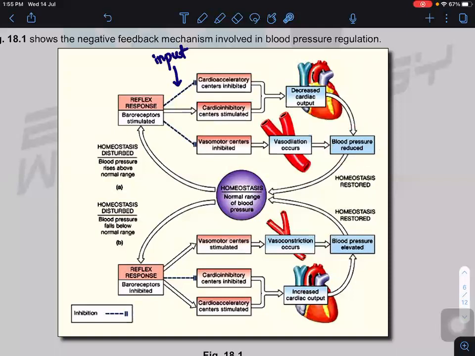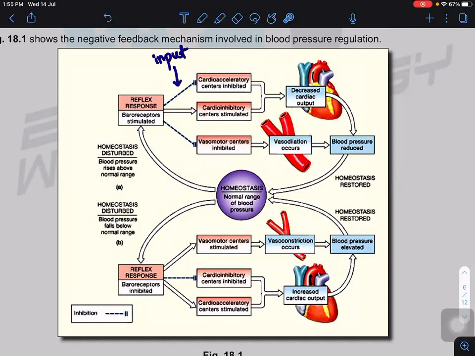So when the blood pressure has decreased already, then it must be detected by the baroreceptor again. If there is a decrease in the blood pressure but it's not detected by the baroreceptor, a continuous input will be sent to the control center.